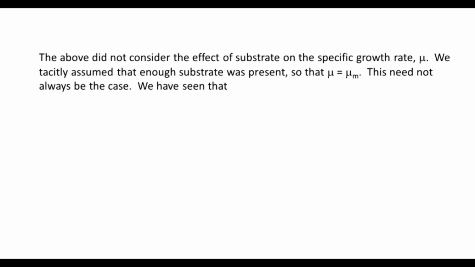The initial analysis, what we have done so far, did not consider the effect of substrate on the specific growth rate mu. We had tacitly assumed that enough substrate was present so that mu equals mu m. In the plot of mu versus S, mu changes when S changes in the initial stages and then reaches a constant or asymptotic value mu m when the substrate concentration is above a certain level. We assumed that we always had enough substrate so that we were always at mu m for the specific growth rate. This need not always be the case.